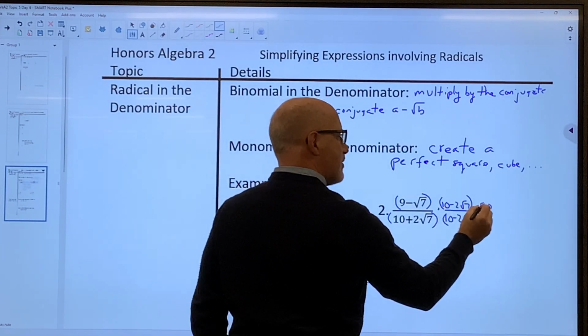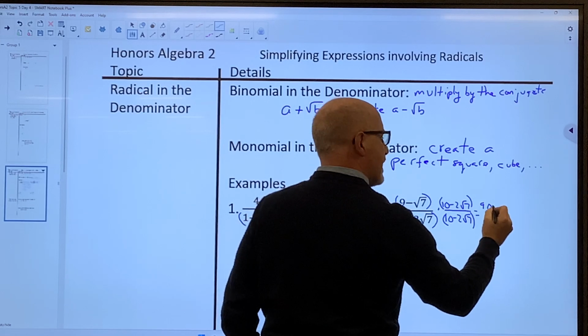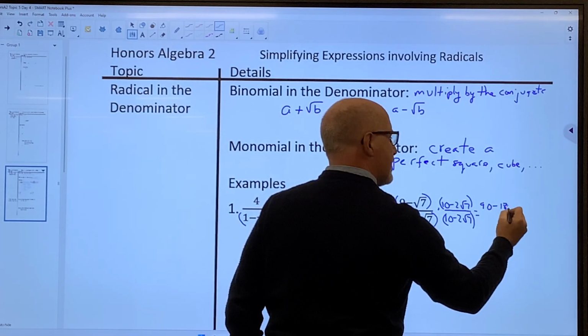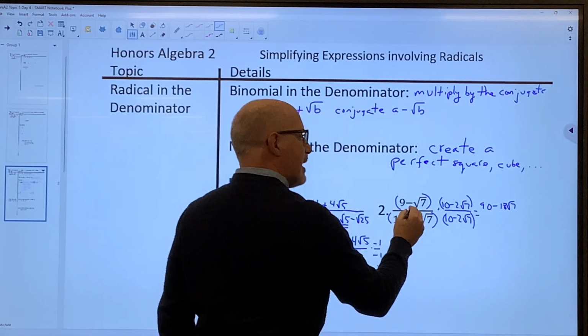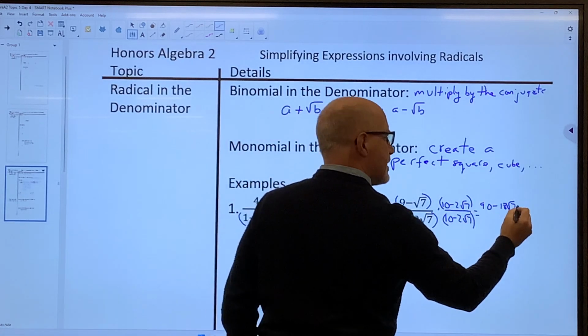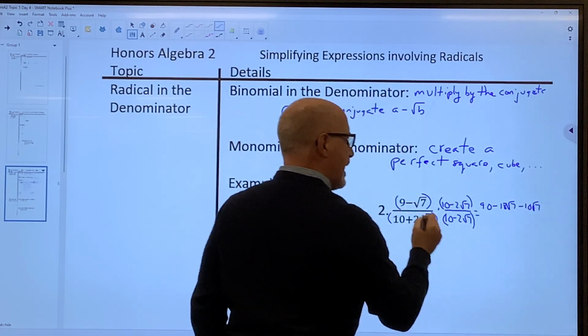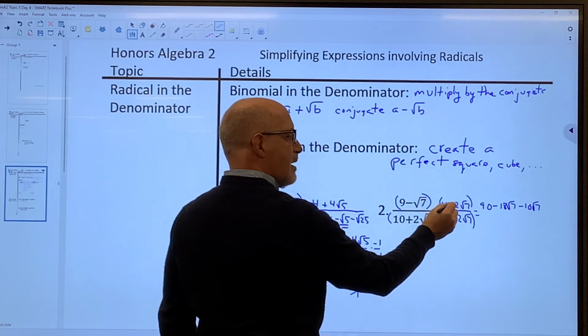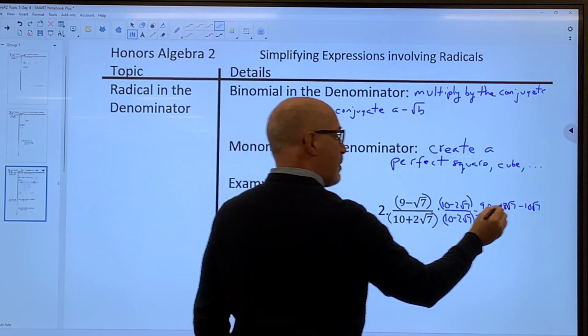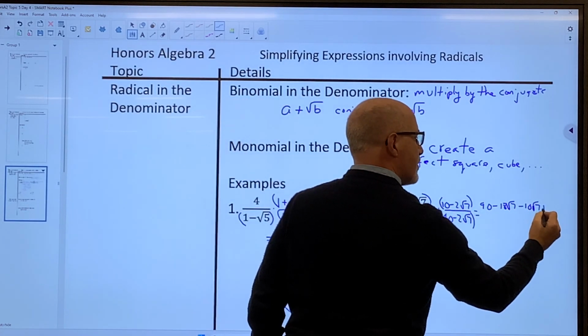9 times negative 2 square roots of 7 is negative 18 square roots of 7. Negative square root of 7 times 10 is negative 10 square roots of 7. And then negative square root of 7 times negative 2 square roots of 7 is a positive 2 square roots of 49.